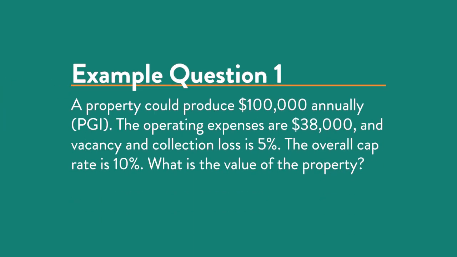This one says that a property could produce $100,000 annually. This is typically called PGI, or potential gross income. It says the operating expenses are $38,000 and vacancy and collection loss is 5%. The overall cap rate is 10%. So what is the value of the property?